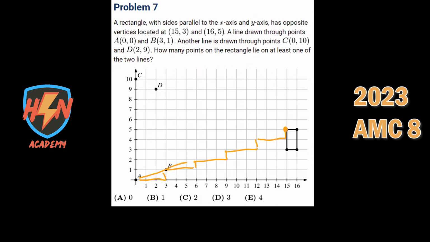The other one is 1 down and 2 to the right. So 1 down, 2 right, 1 down, 2. We can keep going like this, 1 down, 2 right, and you see it misses the rectangle. So only 1 point on these lines passes through the rectangle, and the answer is B.